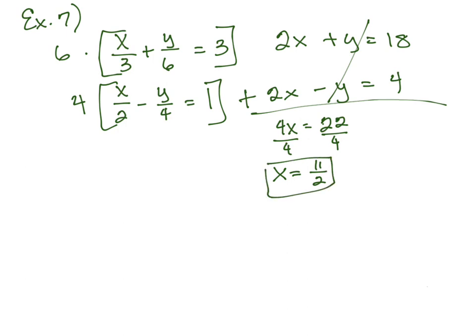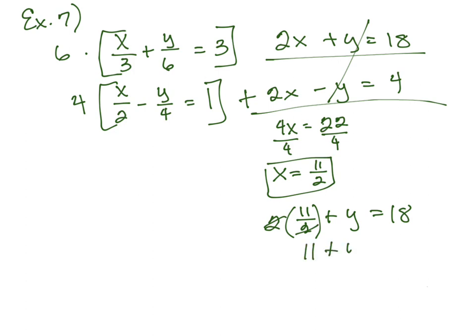Now what, Marcus? Plugging it back in. I don't want to plug 11 halves into a fractiony thing. So I'm going to take the risk and plug into this 2x plus y equals 18. So 2 times 11 halves plus y equals 18. What happens when I do 2 times 11 halves? Well, 2 divided by 2 just cancels out, just 11. Just 11 plus y is 18. Subtract the 11. So y equals 7.